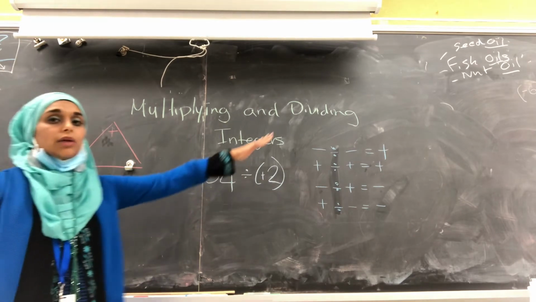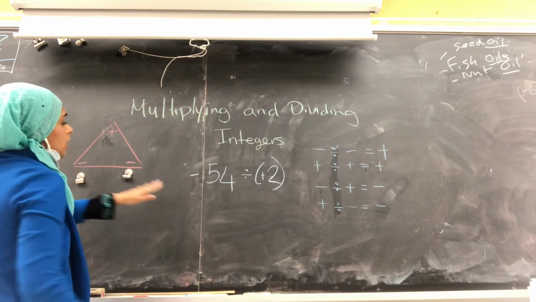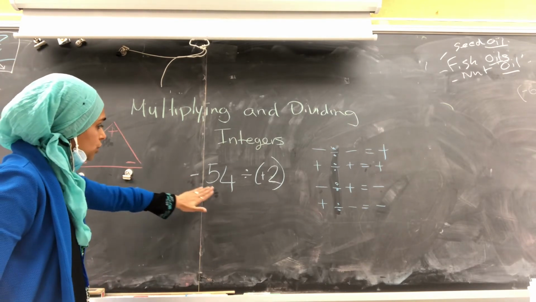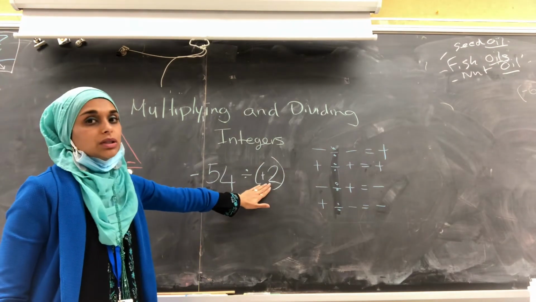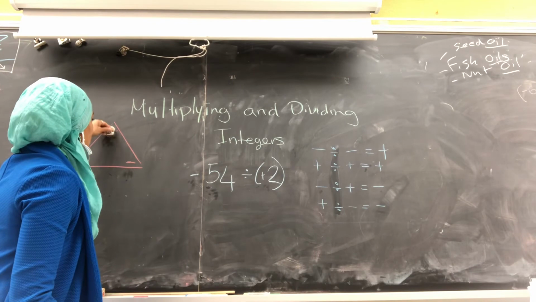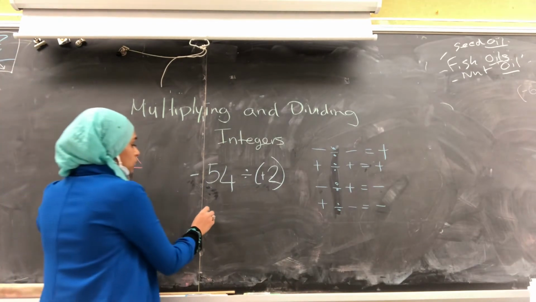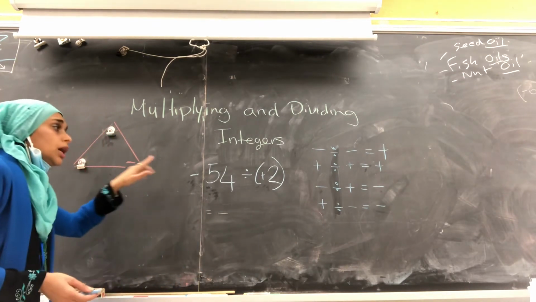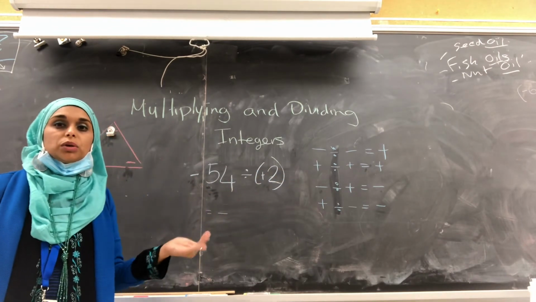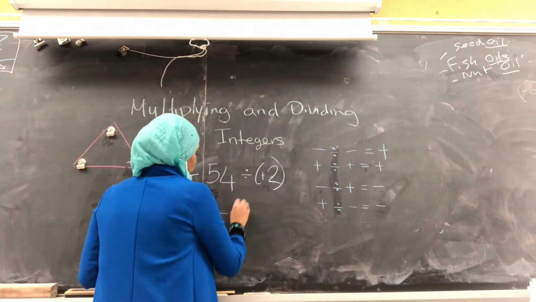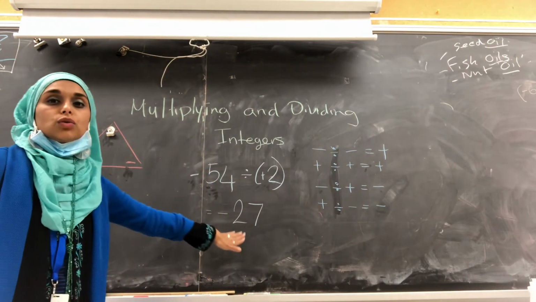So again, you can apply the rules, or I can go to my triangle, and I say, okay, my first integer is a negative integer, so 54 is a negative integer. I'm going to cover up that negative sign. My second integer is a positive integer. I'm going to cover up that positive sign. It leaves me with a negative integer. So I know my answer is going to be a negative integer. And then I just have to do the division. 54 divided by 2 is just 54 cut into 2 equal parts. And 54 cut into 2 equal parts is 27. So that tells me that my answer is a negative 27.